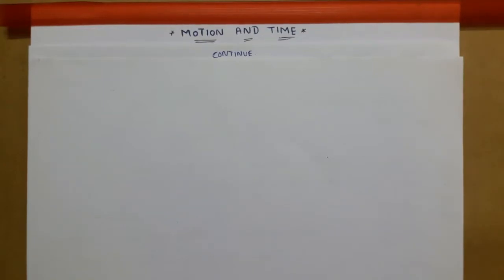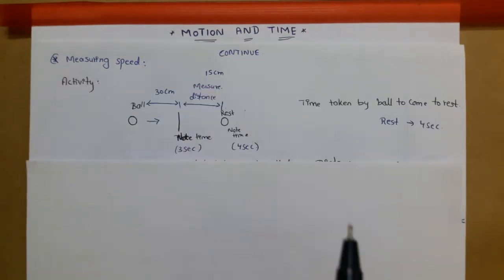Hello guys, welcome. Today let's continue our topic motion and time. So in the previous video you have learnt about motion, time, how to measure the motion and how to measure the time. Now let's move forward and see how to measure the speed. To measure the speed, let's do an activity.